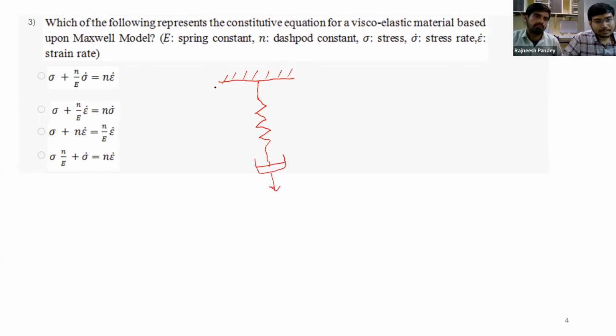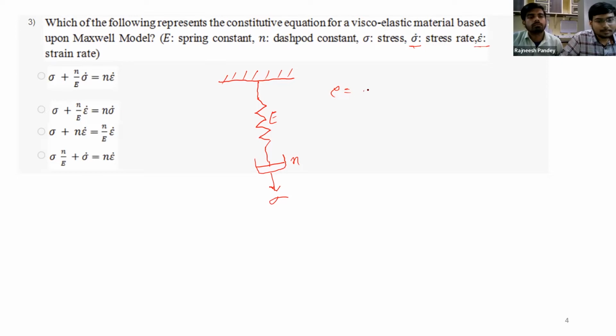And here, everything is given in terms of stress. In the lectures, it was discussed in terms of force, so let me write in terms of stress only. So here, sigma has been applied. And here we know that the total strain epsilon would be nothing but, where the spring constant is given as E and the dashpot constant has been given as eta. Stress sigma has been applied, and sigma dot and epsilon dot are the stress rate and strain rate respectively.